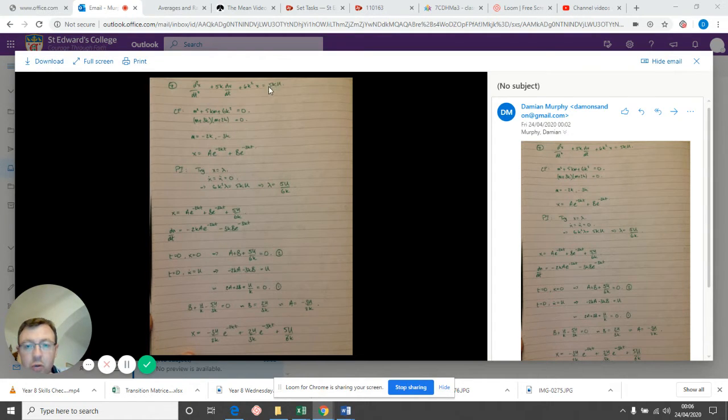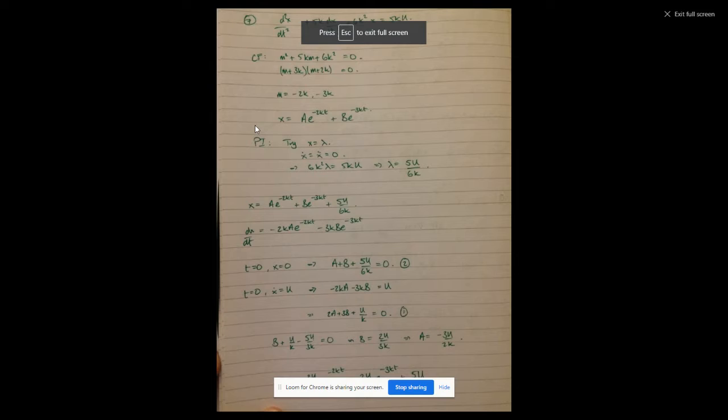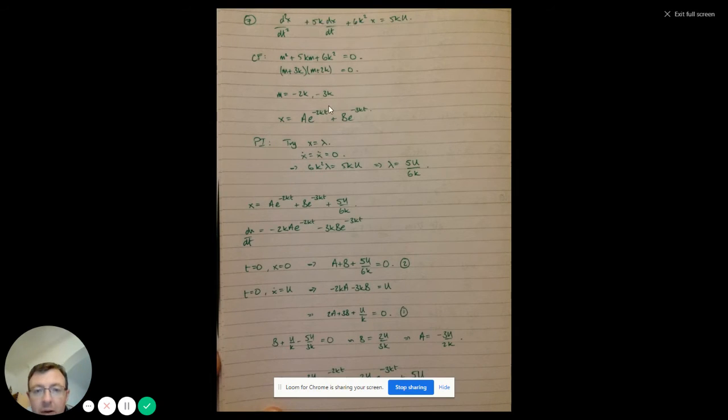It's a constant. So what we're going to do for our particular integral, we're going to try x equals lambda. I should have made this bigger. There we go. Sorry about that. So try x equals lambda, x dot and x double dot equal 0. So 6k squared lambda equals 5k u. That's just subbing into here: 0 and 0 and 6k squared lambda. So lambda equals 5u over 6k. So there's our general solution there.